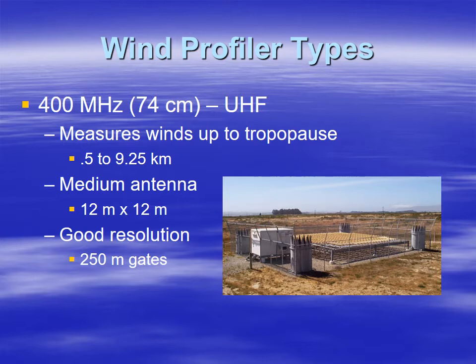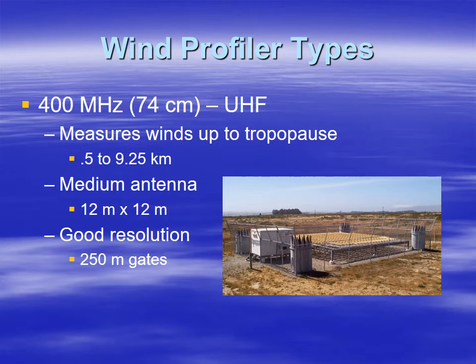A more common wind profiler is the 400 megahertz or 74 centimeter wind profiler. As you can see, it has a higher frequency, which means it has a much shorter wavelength. So this is operating in the UHF frequencies. Because it has a shorter wavelength, the attenuation is greater, so it doesn't travel as far from the wind profiler. So this only measures up to about 9 or 10 kilometers, which is just the upper part of the troposphere, and not quite above the tropopause. Tropopause is typically somewhere around 11 or 12 kilometers up.